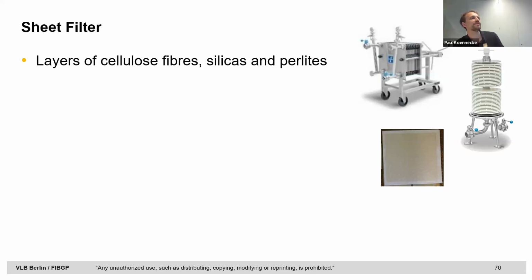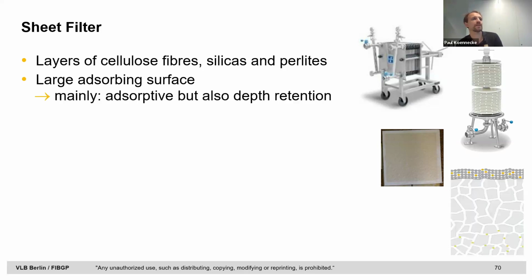But you will use layers of cellulose, fibrous silicose, and halides, and you have a large adsorbing surface which can absorb some bacteria. In those sheet filtrations you will have mainly an adsorptive but also depth retention. And those pores are organic.